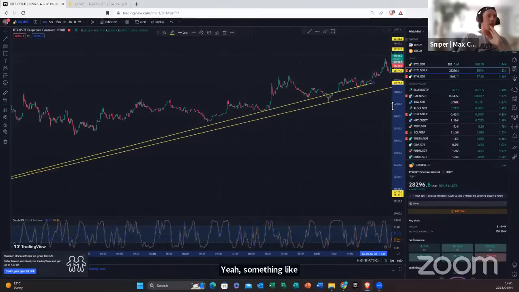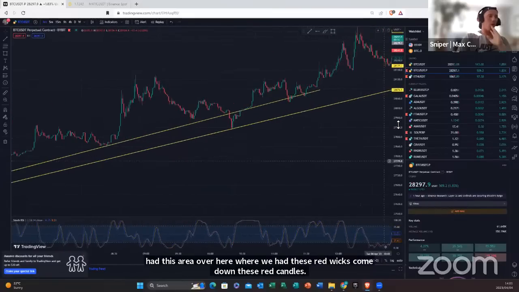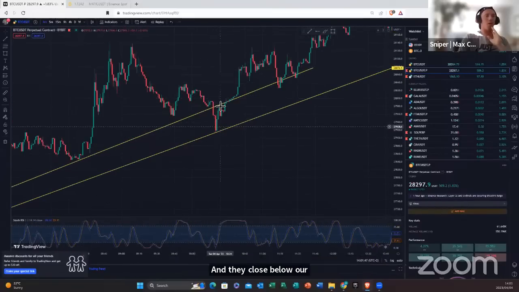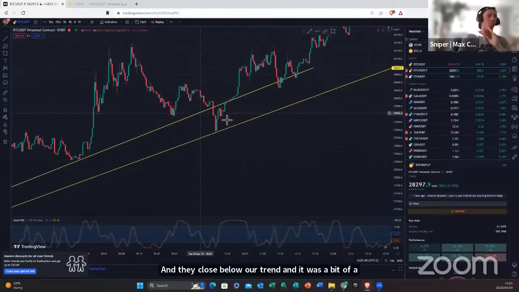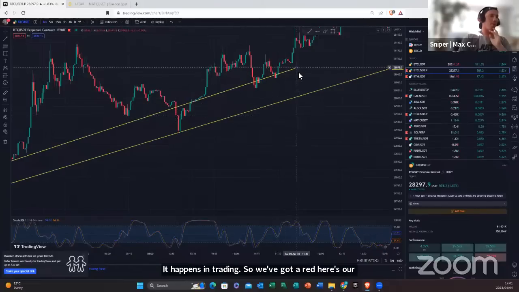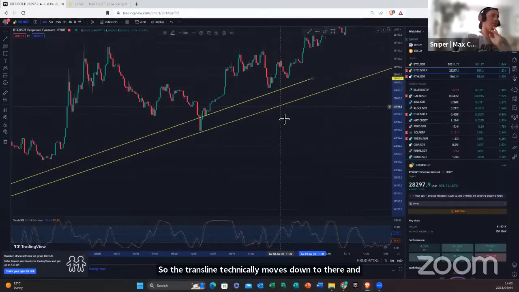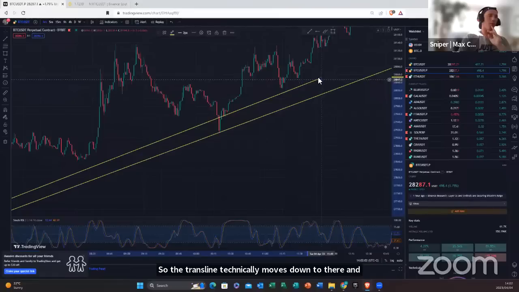And then we had this area over here where we had these red wicks come down, these red candles, and they close below our trend. And it was a bit of a fake out. So you might have got stopped out of position here if you went short here. It happens in trading. So here's our first red body close. So the trend line technically moves down to there. And then I suppose we're just going all the way down to the bottom now.